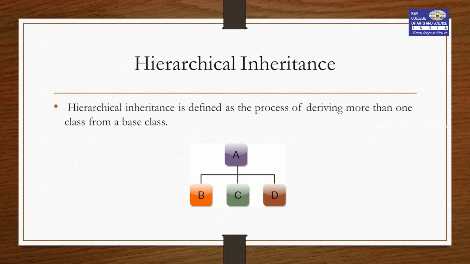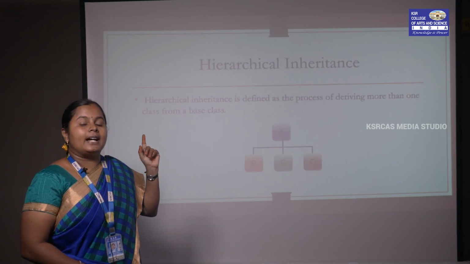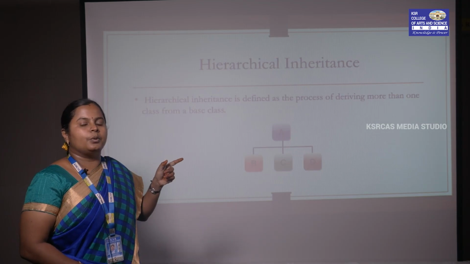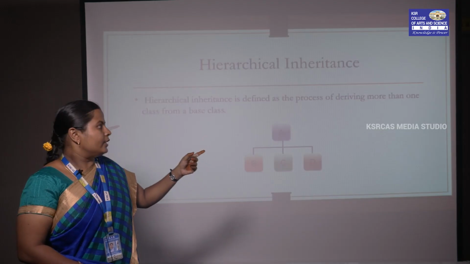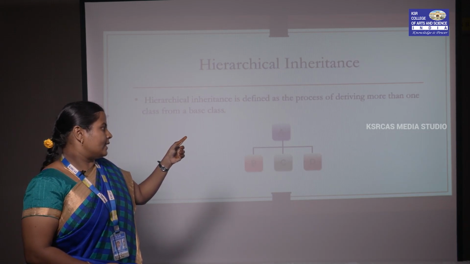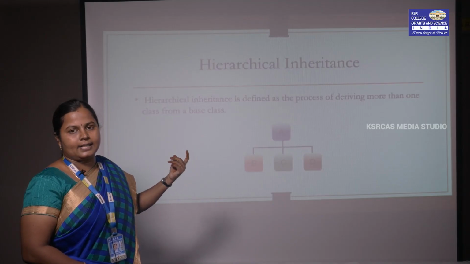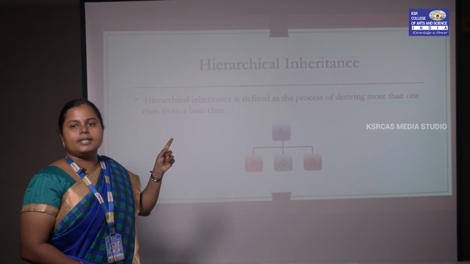The next inheritance is hierarchical inheritance. In this type, there is only one base class which is inherited to multiple derived classes. In this diagram, there is only one base class A which is inherited to B, C and D. These are derived classes which are inherited from a single base class A.